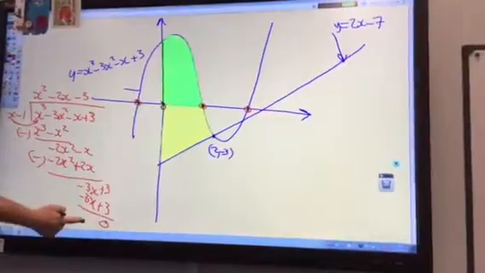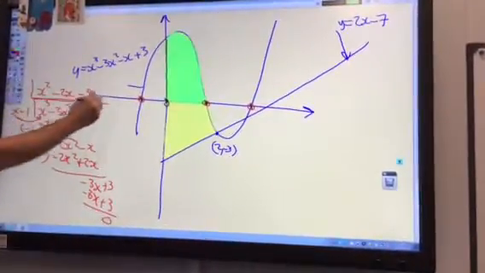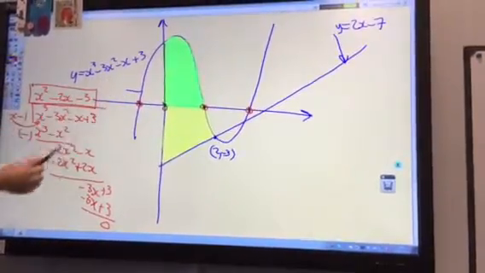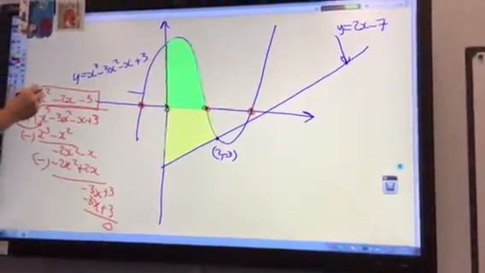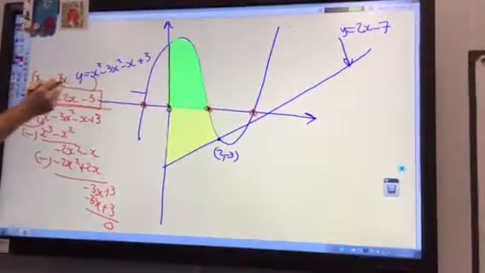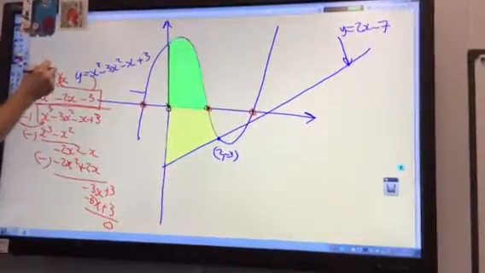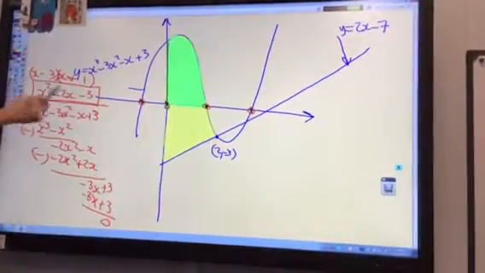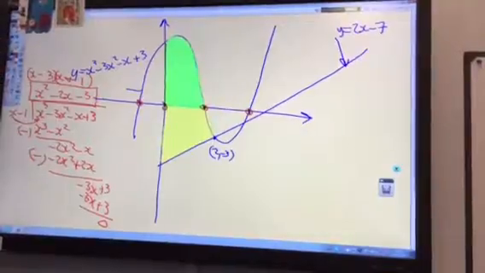So I knew it was going to give me 0 because I knew it's a factor, but it's left me with this. And if I solve this equal to 0, it'll give me the two other answers. That looks like it factorises. It's going to be x and x, minus 3 and plus 1. So this will factorise into there. So I know my three answers.